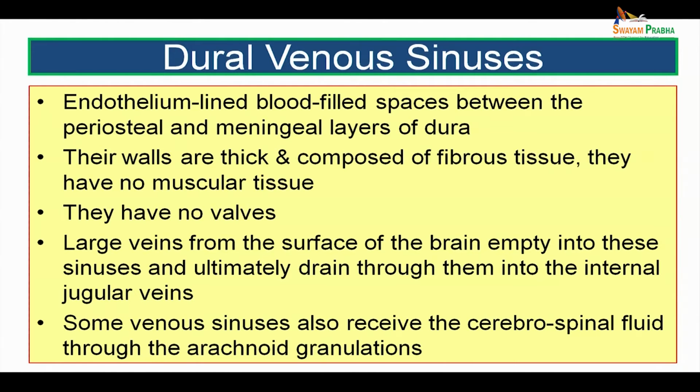The walls of these dural venous sinuses are thick and composed of fibrous tissue. They have no muscular tissue, they have no valves. Large veins from the surface of the brain empty their blood into these sinuses and ultimately drain through them into the internal jugular veins. Some venous sinuses may also receive the cerebrospinal fluid through the arachnoid granulations.